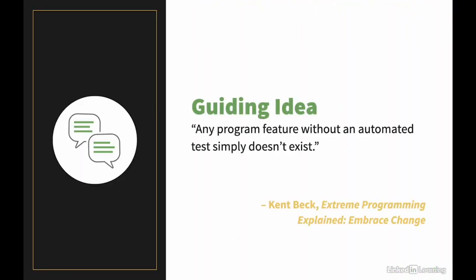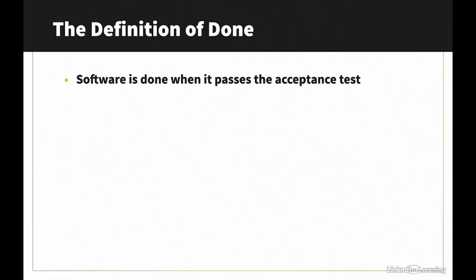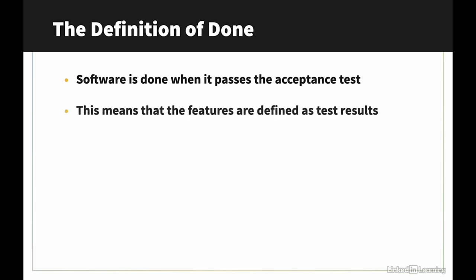This is one of the ideas behind test-driven development. The guiding concept under test-driven development is a blunt statement. If there's no automated test, the feature does not really exist. The guiding idea here is to provide a definition of done for any particular feature by saying the software is done when it passes the automated acceptance tests. And that means the definition of done can be formalized as a suite of test cases.